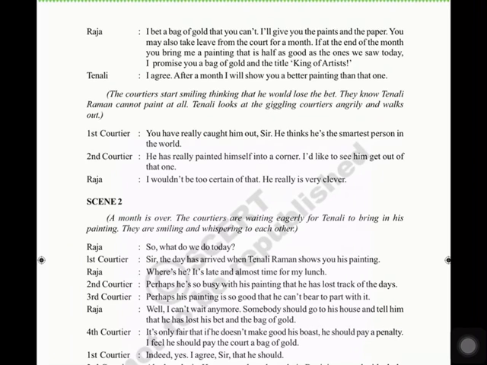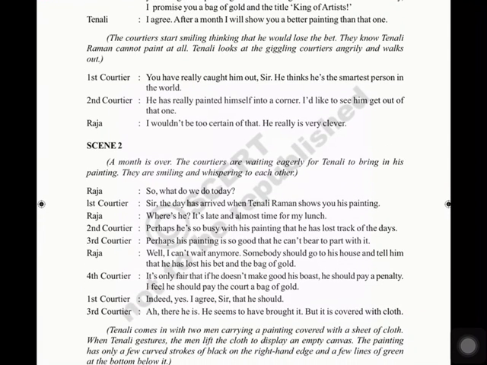Tenali: I agree. After a month, I will show you a better painting than that one. Okay, I will agree to this and I will show you better than this. Better. Here if you observe in the lesson, they have used superlative, comparative and positive degrees of comparison. Those words you can go through, children. Good, better, best. Better is in comparative form.